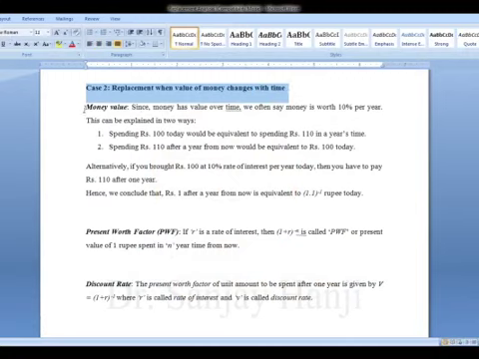Okay, the money value, we need to understand this. Since money has value over time, we often say money is worth 10% per year. This is explained in two ways. This is just for example 10% per year. That is, if you spend 100 rupees today, it would be equivalent to spending 110 rupees in a year's time. Means next year it will be worth 110 rupees, what you're spending 100 rupees today.